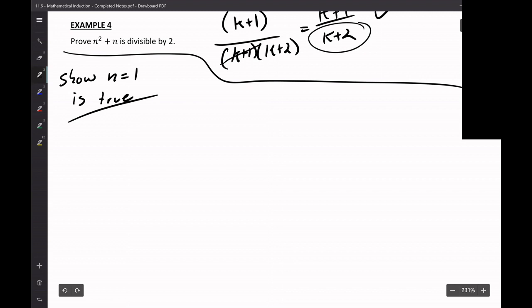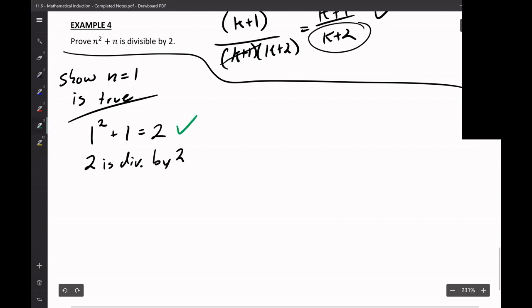Well, plug in 1 for n. 1 squared plus 1 is equal to 2. Is 2 divisible by 2? Yeah, so 2 is divisible by 2. Good. Our n equals 1 case is shown. We know that that's true, so we know that we knocked the first domino over.